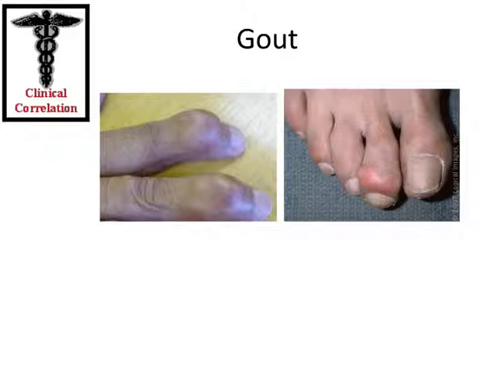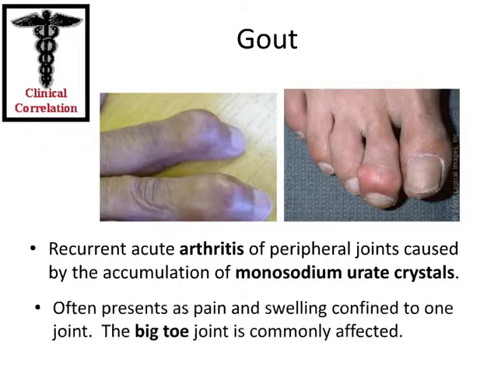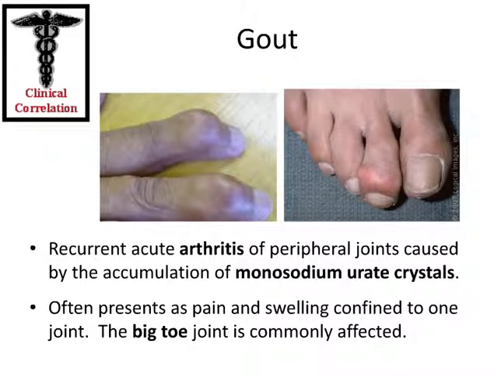A consequence of hyperuricemia can be gout, which is a recurrent acute arthritis of the peripheral joints caused by the accumulation of monosodium urate crystals. It often presents as sharp pain and swelling confined to one joint. The joint of the big toe is a commonly afflicted area.